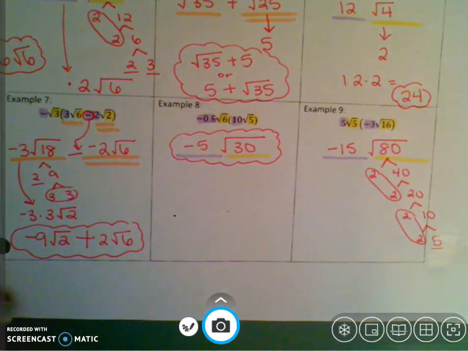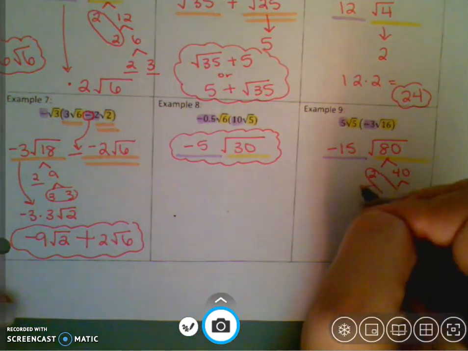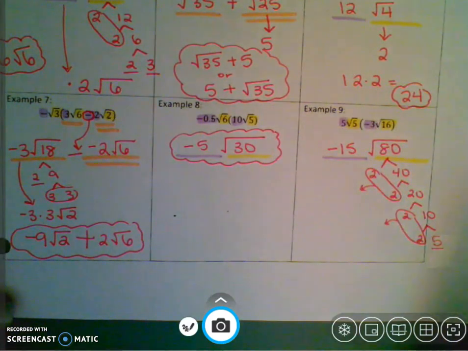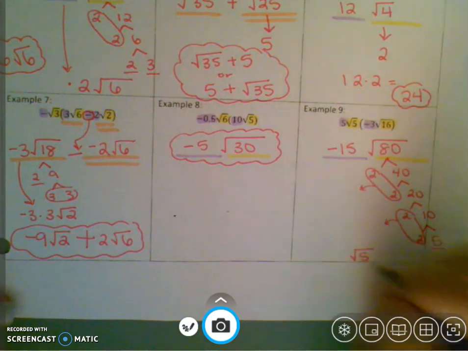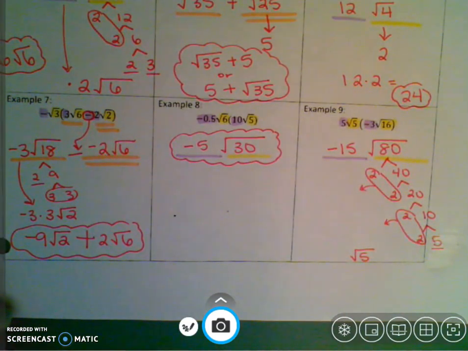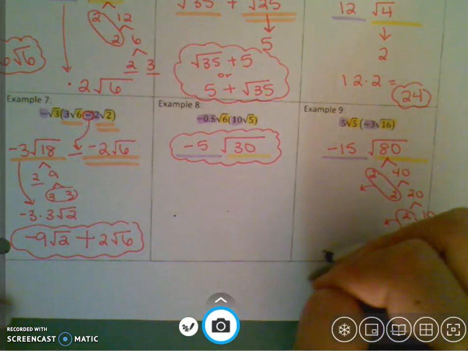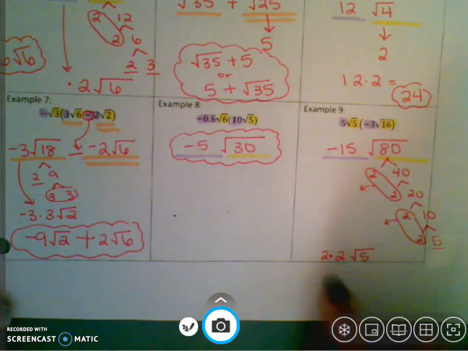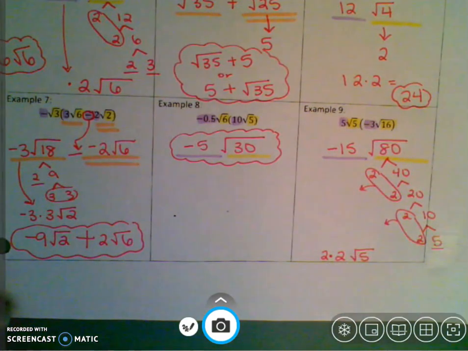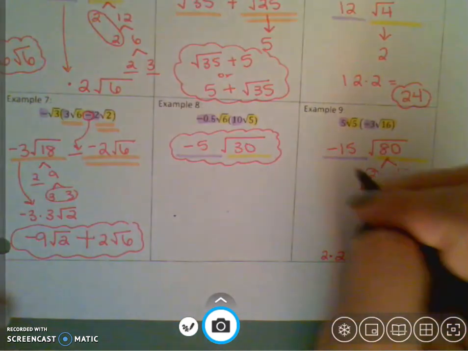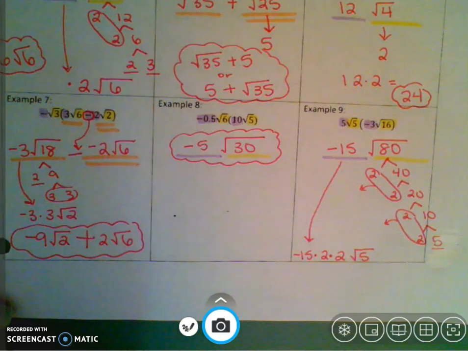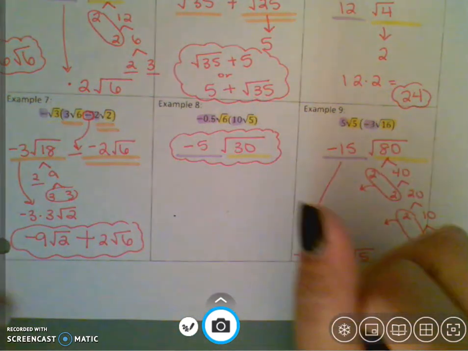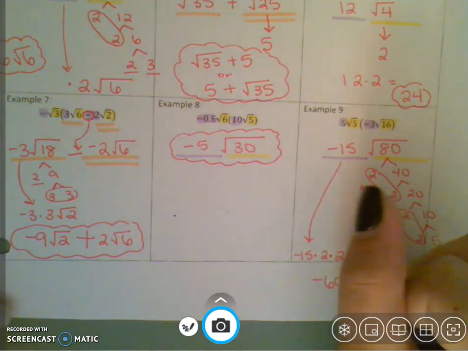So we have 2 pairs. So both of the pairs come outside and the single 5 stays inside. So I'm going to have the 5 on the inside. These 2 2's come out. Remember, when they come out, you're multiplying, but that's not the only thing that has to come out and come down. I have this negative 15 as well. You have to multiply. So your final answer ends up being negative 60 square root of 5.